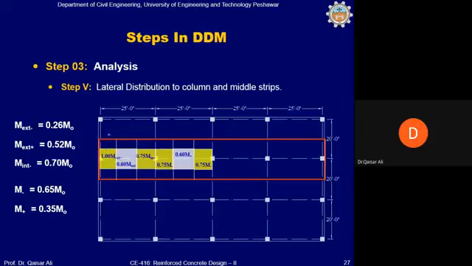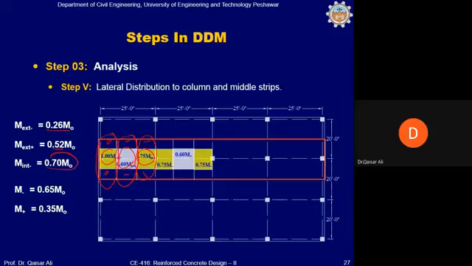For the exterior, this negative bending moment is 0.26 M naught. Out of this 0.26 M naught, 100% will be given to the column strip and nothing, 0, to the middle strip. This 0.52 M naught is the total positive bending moment in this part; 60% will be given to the column strip and 20% of this 0.52 will be given to the middle strips. This 0.7 M naught is the total bending moment here. Out of this 0.7 M naught, 75% will be taken by the column strip, and the remaining 12.5% and 12.5% will be taken by the middle strip.